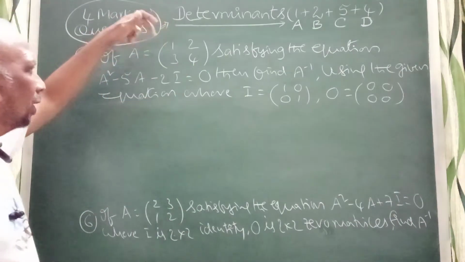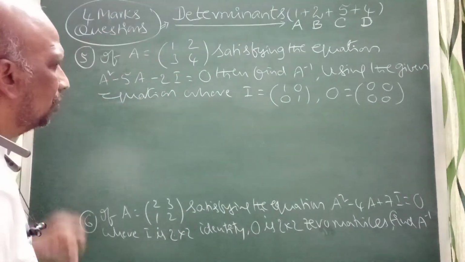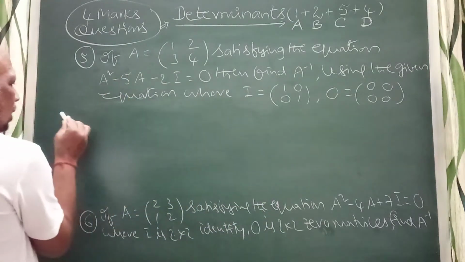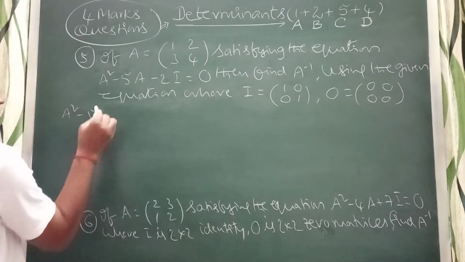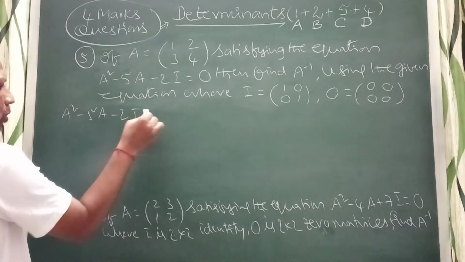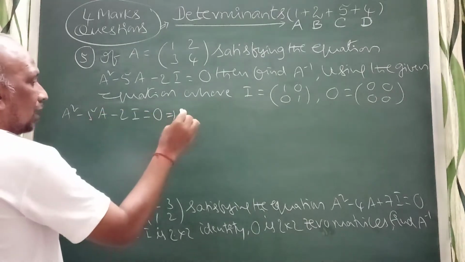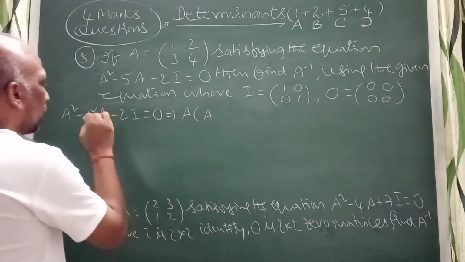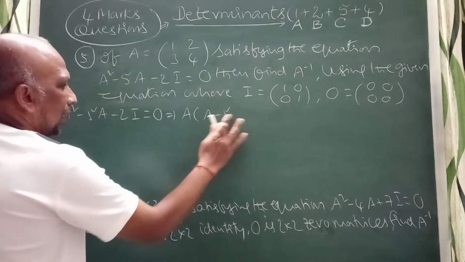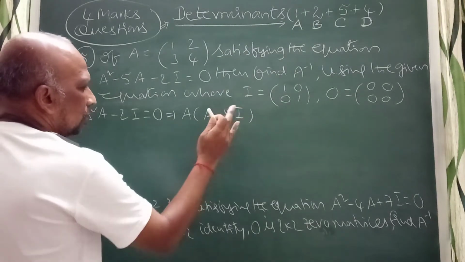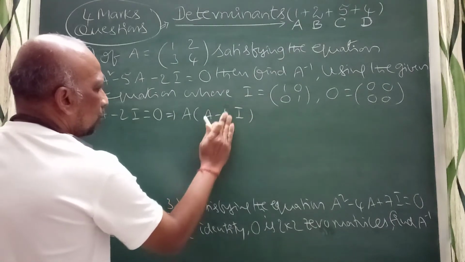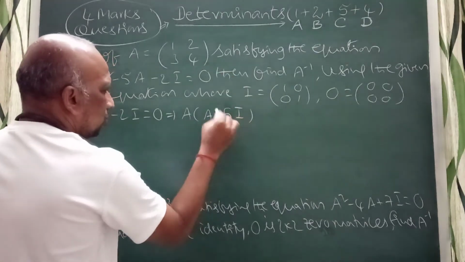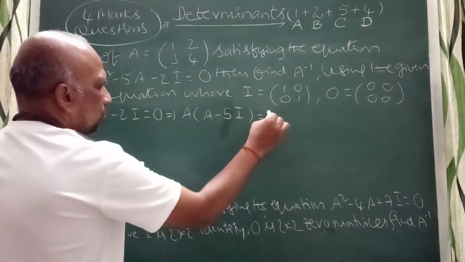Look into this problem. A equal to 1, 2, 3, 4, satisfying this equation. Find A inverse. Take the equation A square minus 5A minus 2I equal to 0 matrix. So I can write this. You can take A common. So minus 5I I can write. Correct. When you are taking A common, minus 5I you can write, equal to 2I.